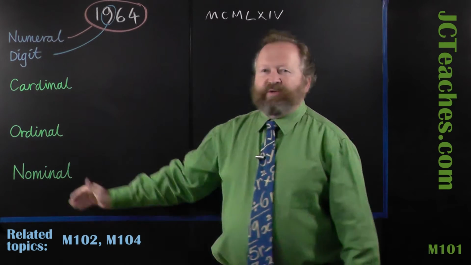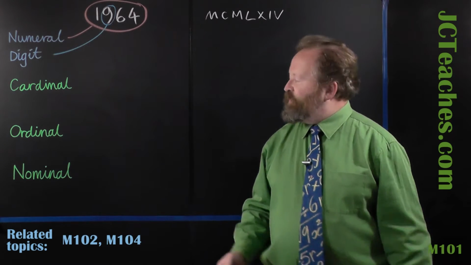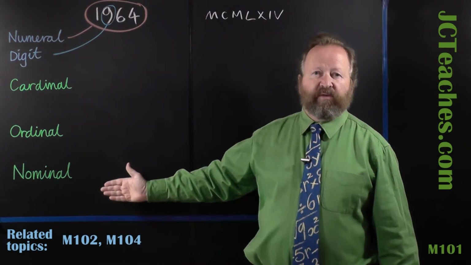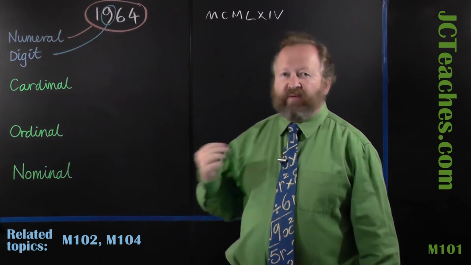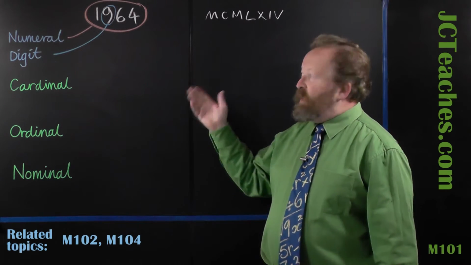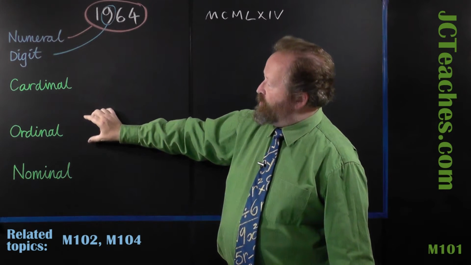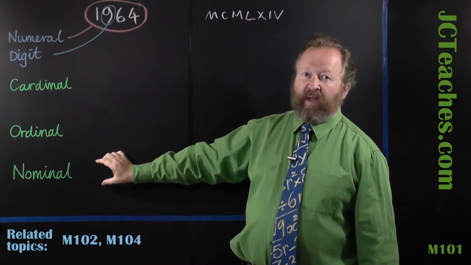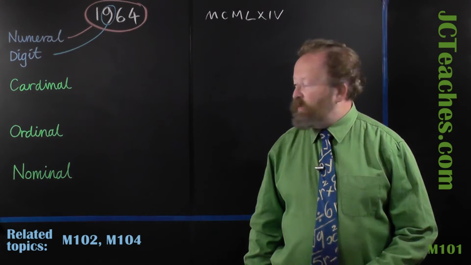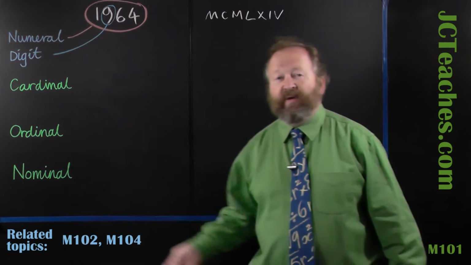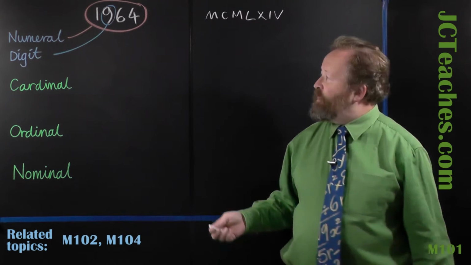Now, cardinal, ordinal and nominal numbers. A number is a number is a number, and these are just ways of using a number, aspects of that number, and depending on what the number is being used for, it will be either a cardinal, an ordinal or a nominal number. Probably the best way to explain that is by example. So I'll just briefly define what they are, then we'll look at some examples.